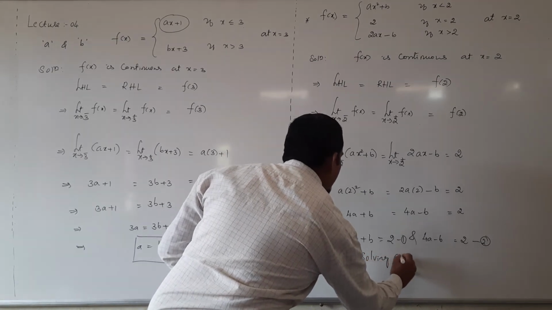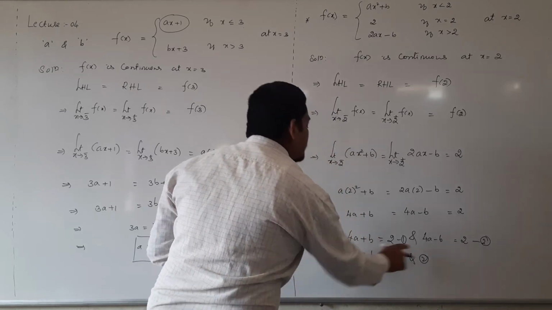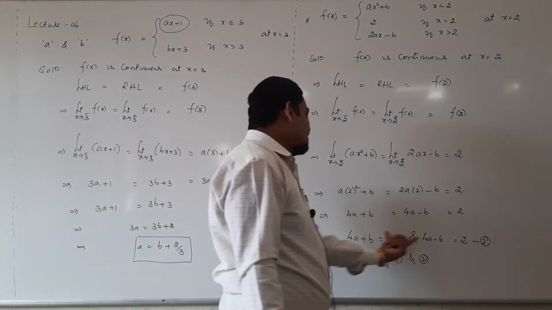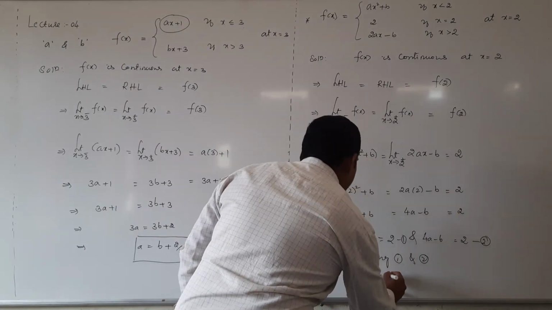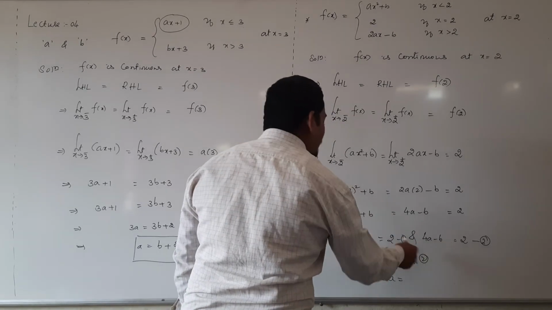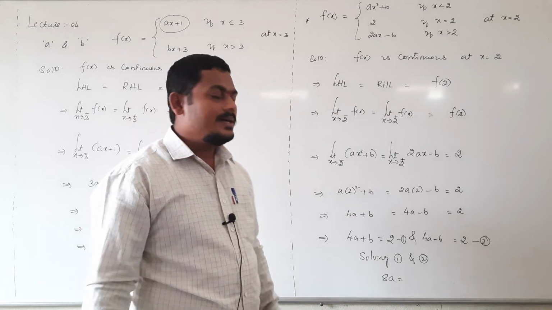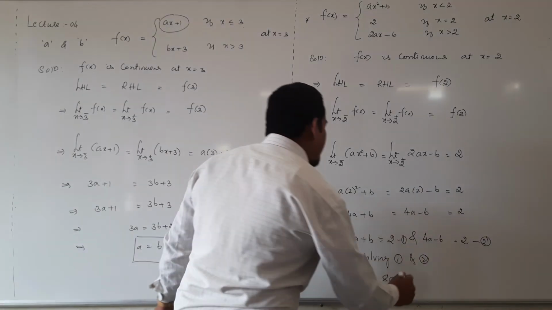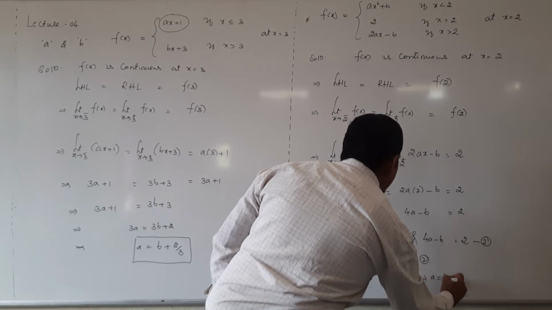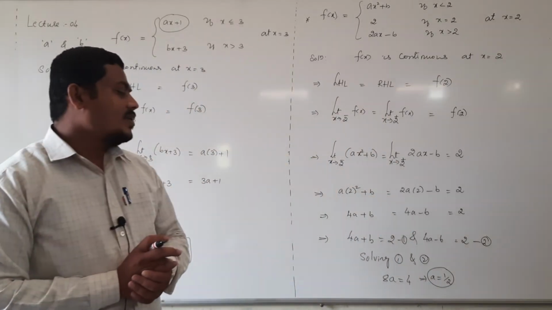Solving equations number 1 and 2 means adding them. Add these two equations to eliminate one of the variables; on adding, b will be eliminated. Then 8a is equal to 4, so a equals 1 by 2.